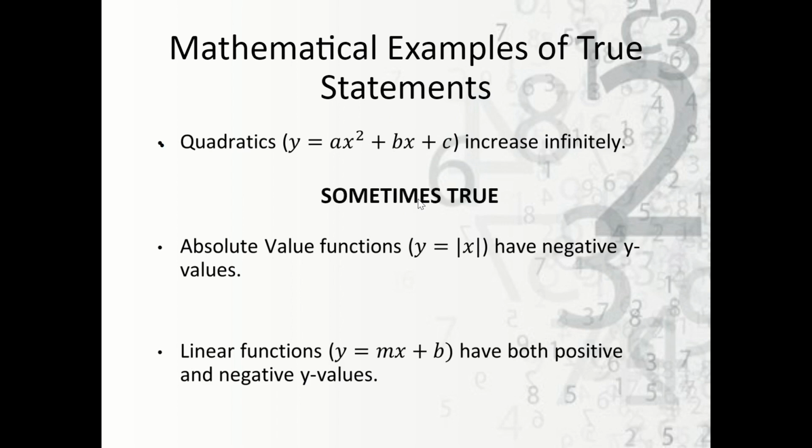Now, absolute value functions have negative y values. Well, remember, absolute values form the V. And remember, if we have an absolute value, it can't go below the y-axis. So it can't have negative y values. So this is never true.